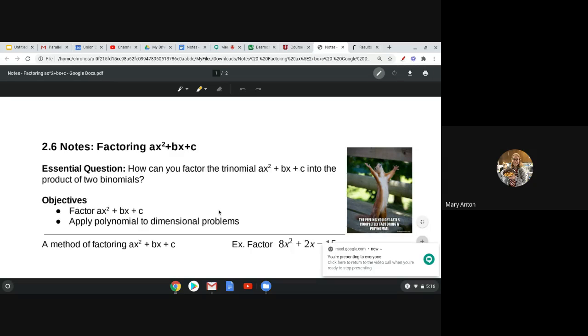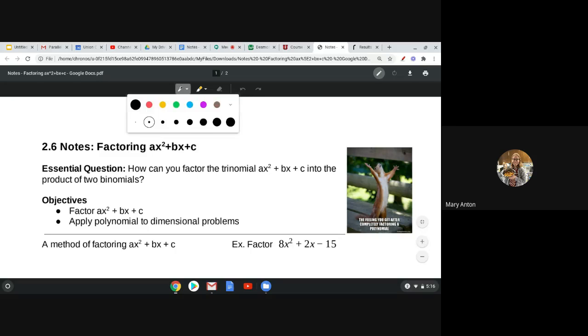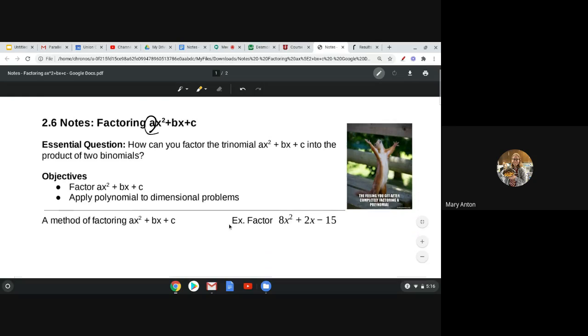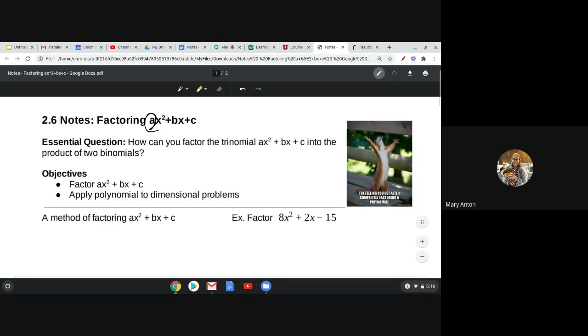All right, in this video, we're going to talk about factoring ax squared plus bx plus c, which is a little bit different than what we talked about in the last section because of this a right here. This is the difference. We're going to start adding a coefficient next to our x squared term. So our essential question is, how can we factor the trinomial ax squared plus bx plus c into the product of two binomials? And that's all the set of notes is.